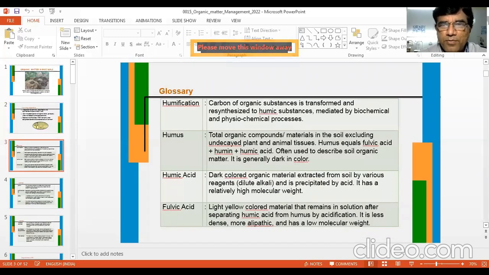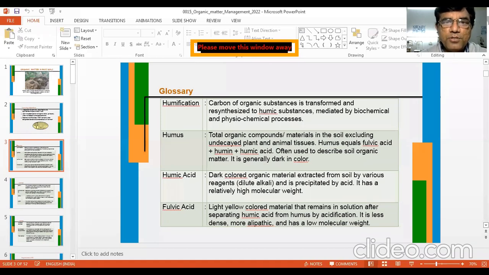So some terminology before we go into the details. Humification, you might be knowing humification. Carbon of organic substances is transformed. Transformed means here converted. Organic substances means organic matter you are adding in form of manures, green manures, or maybe in form of crop residues, whatever you are adding. So that is converted and resynthesized. So it gives you simpler compounds, and also it gets resynthesized, means certain new chemicals can be formed, to humic substances, mediated means with the help of biochemical, means organisms are there and some chemical reactions, some enzymatic reactions are there.